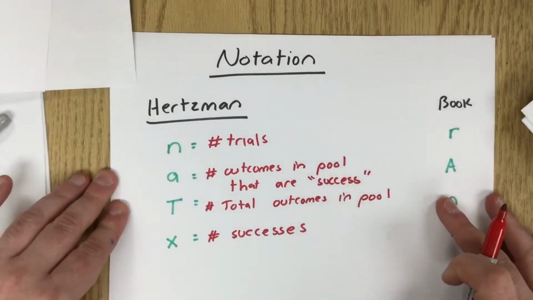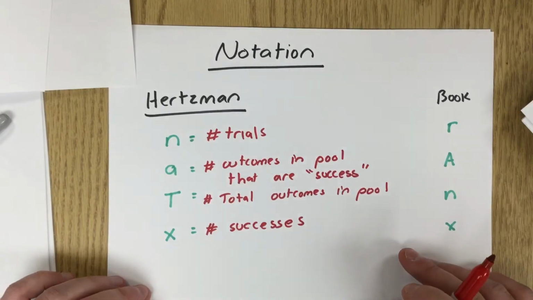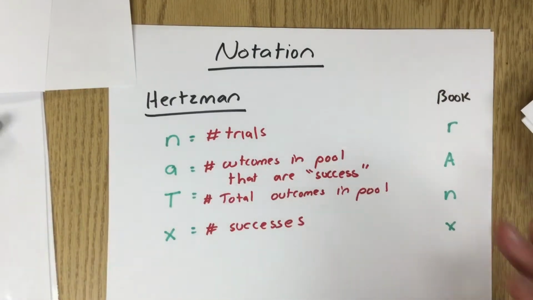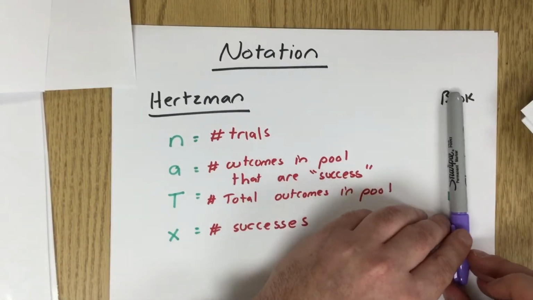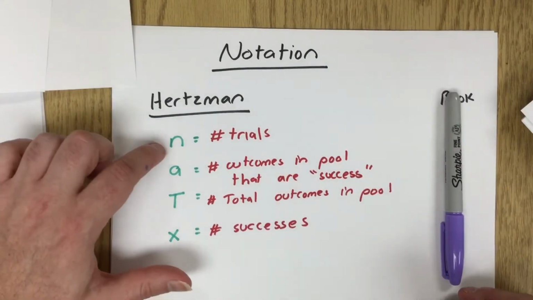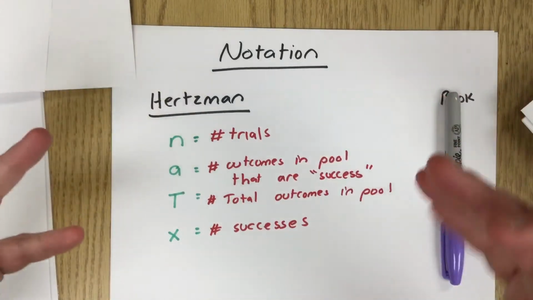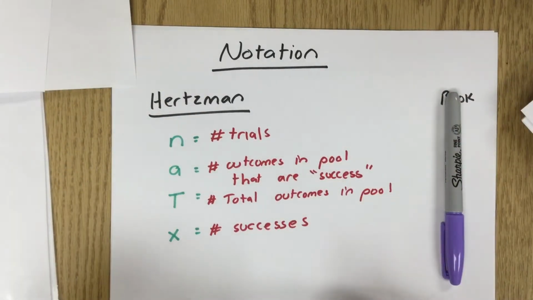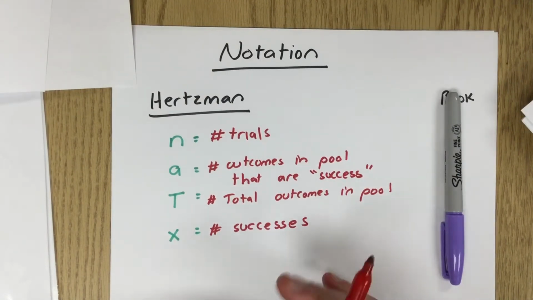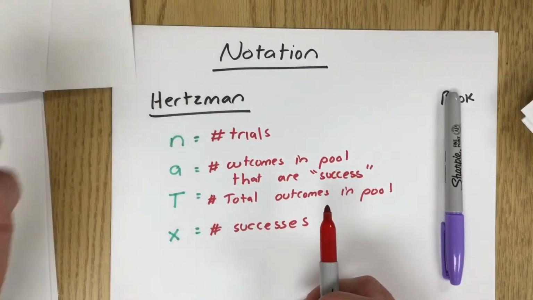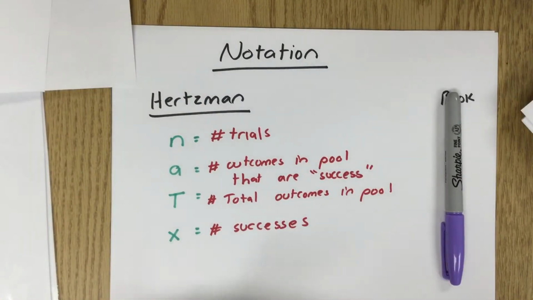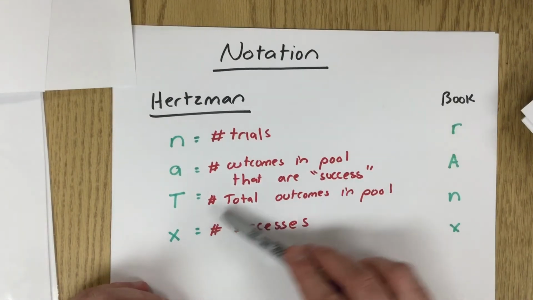But we're going to do this anyway. So I say, here, I should cover these up. I say that N is the number of trials. A is going to be the number of outcomes in the pool that we're going to call a success. T is going to be the total outcomes available in the pool. And X is going to be the number of successes that we're looking for. I like this one because N still means number of trials, and T kind of means total.